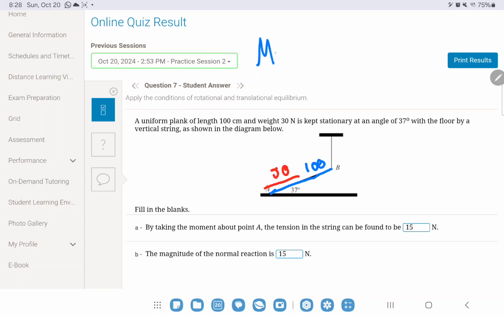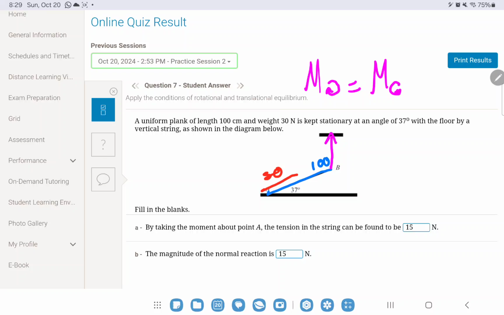So using it, moments clockwise equals moments counterclockwise. So this is 100 and this is 50, and we're taking moments clockwise equals moments counterclockwise. So you're taking the moment about point A, and you need to find the tension. The tension here is your force, and it's an upward force. Tension is always an upward force.